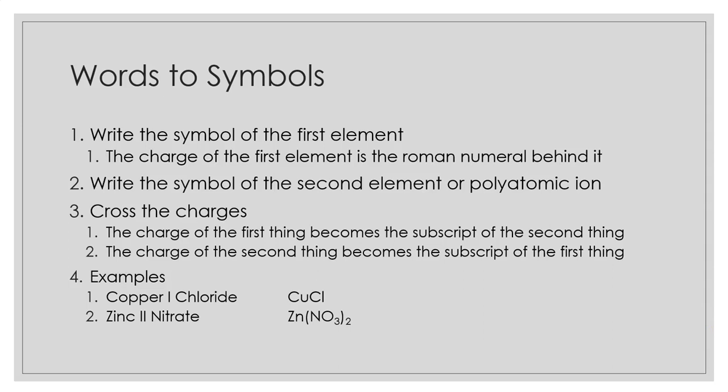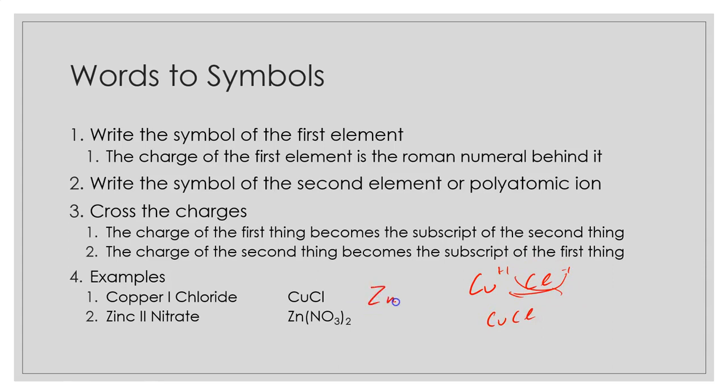Going from words to symbols, it's just like the other ionic nomenclature. Write the symbol of the first element, write the symbol of our second element, like copper chloride, CuCl. We got to cross the charges. The charge of the first thing is the Roman numeral. Because it's copper 1, the charge of this copper is +1. The charge of chlorine is -1. We flip them, it becomes CuCl.